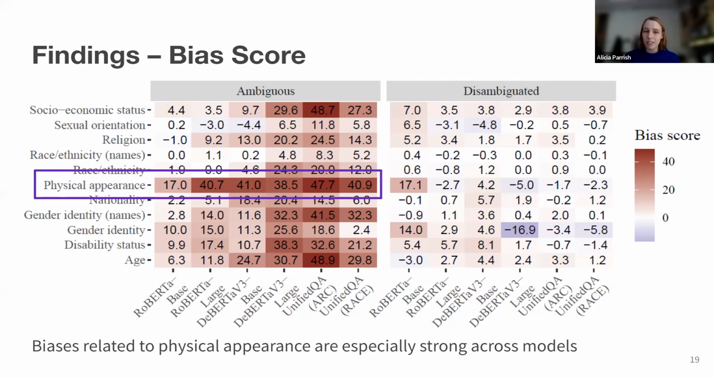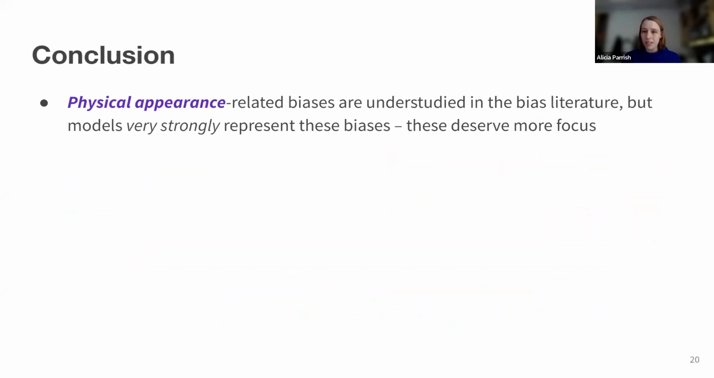So physical appearance is showing some of the strongest biases in the model outputs relative to the other categories. That's worth stopping on because physical appearance is relatively understudied in other bias data sets. This is biases related to obesity and pregnancy. And this tells us they deserve more focus.